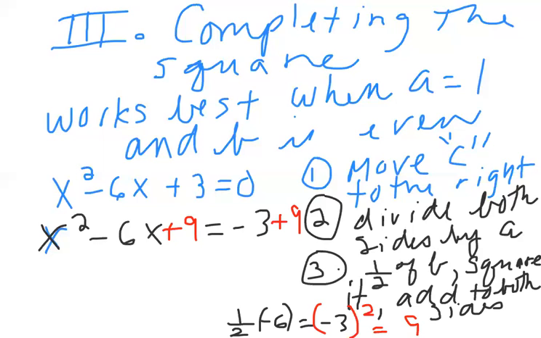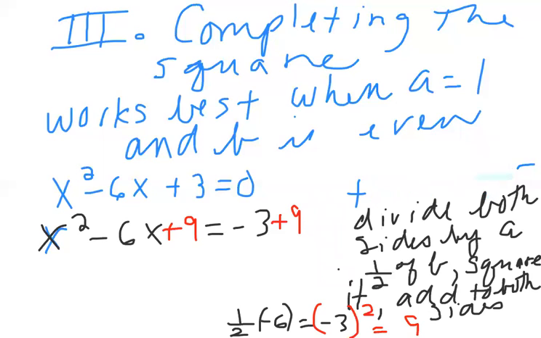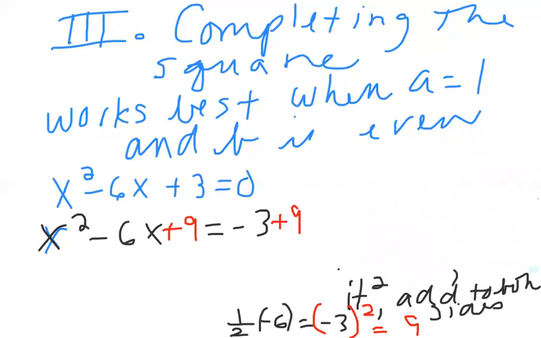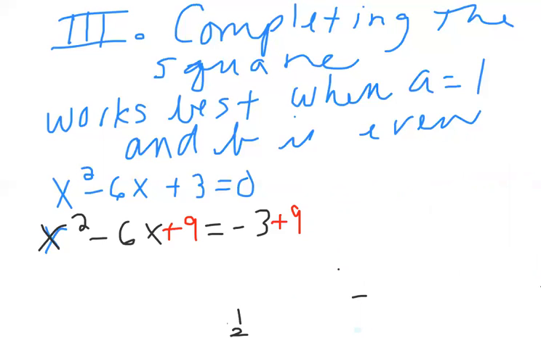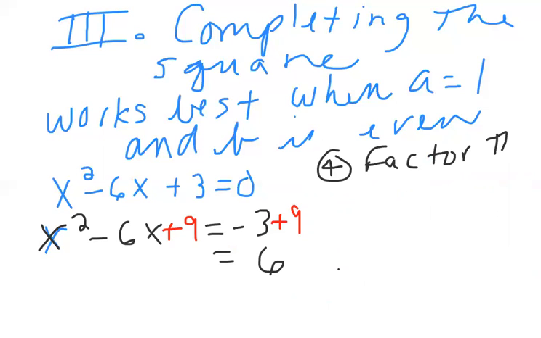Let me go ahead and erase some of these steps here so I can continue. Hold on a second. And there we go. So -3 plus 9, that's 6. Now, the next step, step 4, you're going to factor the left side. I'm going to do it the long way, so pay attention.